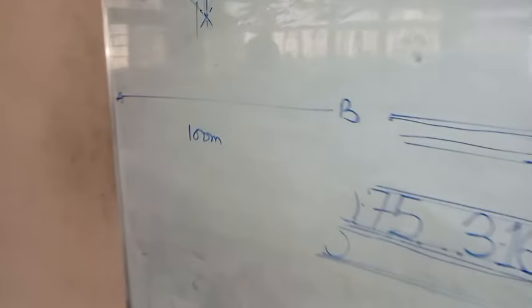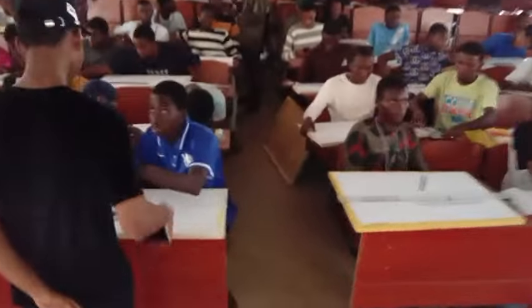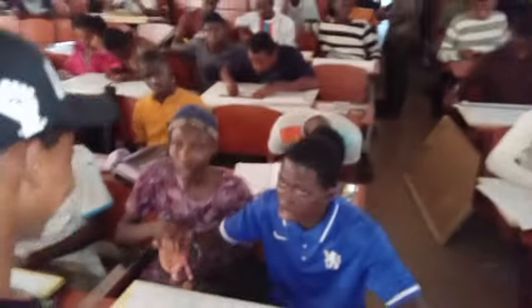Everybody, draw a line. 100 millimeters. Draw a line AB of length 100 millimeters. Draw it thin.